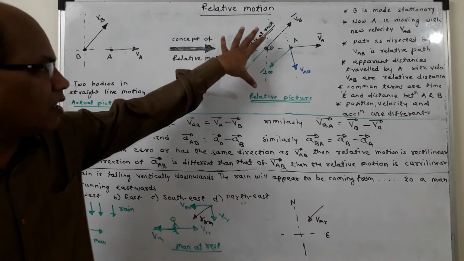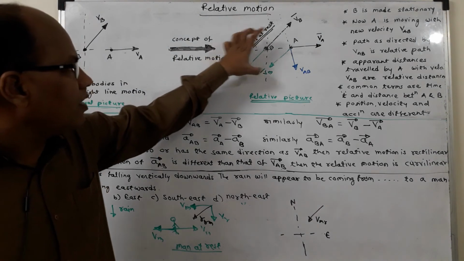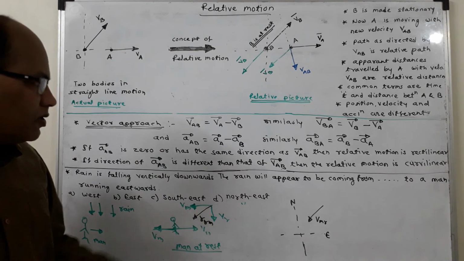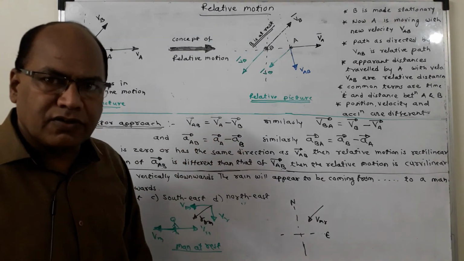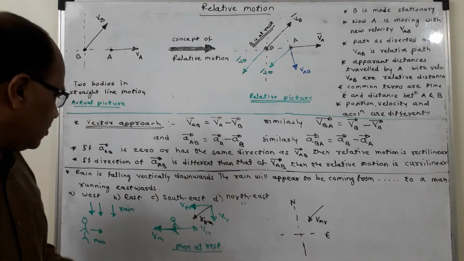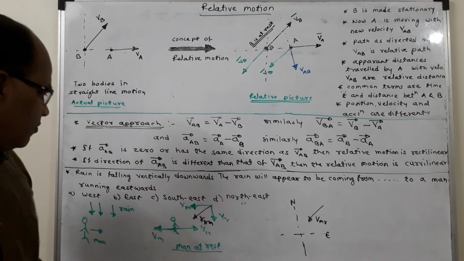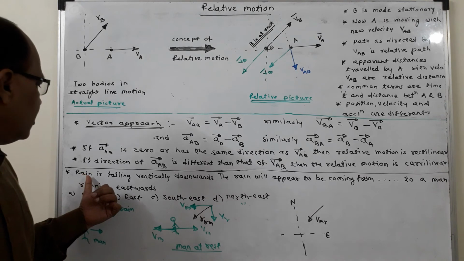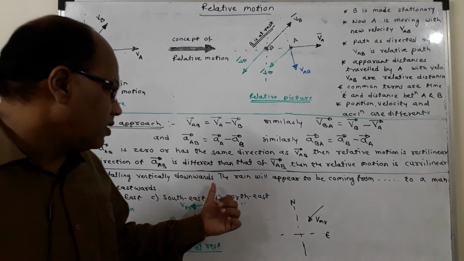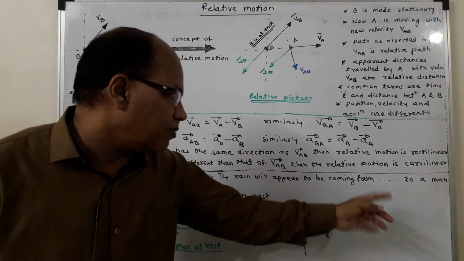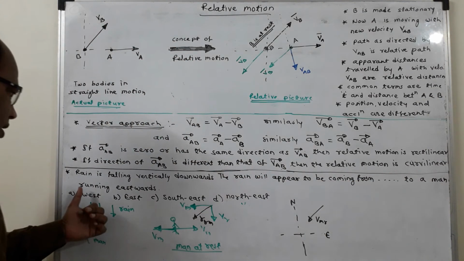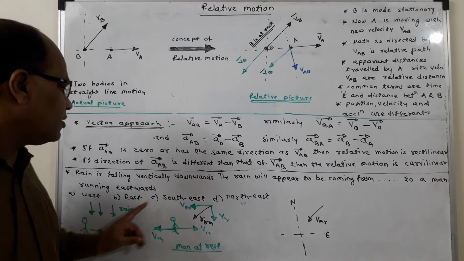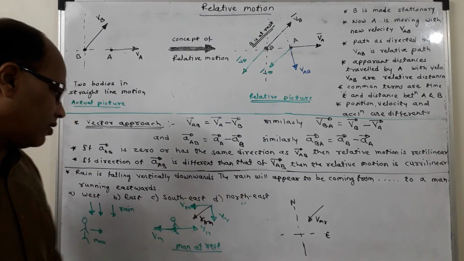So we have seen how to get the relative velocity by means of the concept of relative motion. We have seen the vector approach also. Now I am going to solve one problem on relative motion. The problem is like this: rain is falling vertically downwards. The rain will appear to be coming from dash dash to a man running eastwards, and the options given are: west, east, southwest, southeast and northeast.